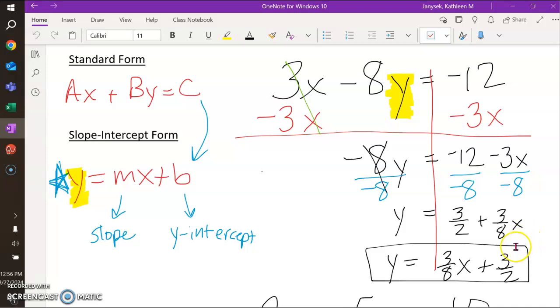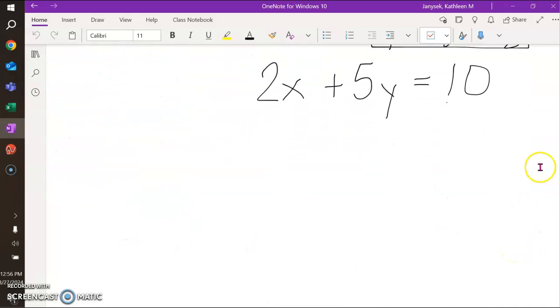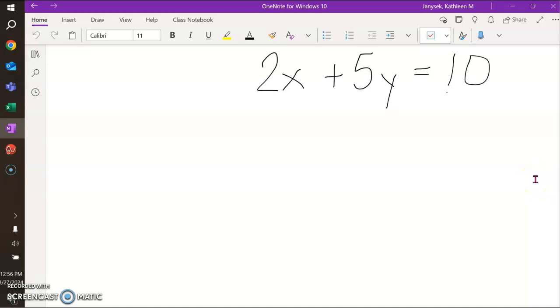So here's your next problem. Take a moment, pause the video, and try this on your own. Remember, your goal is to solve for y. You want it to look like y equals mx plus b. Take a moment, pause the video, and try it on your own in your journal.